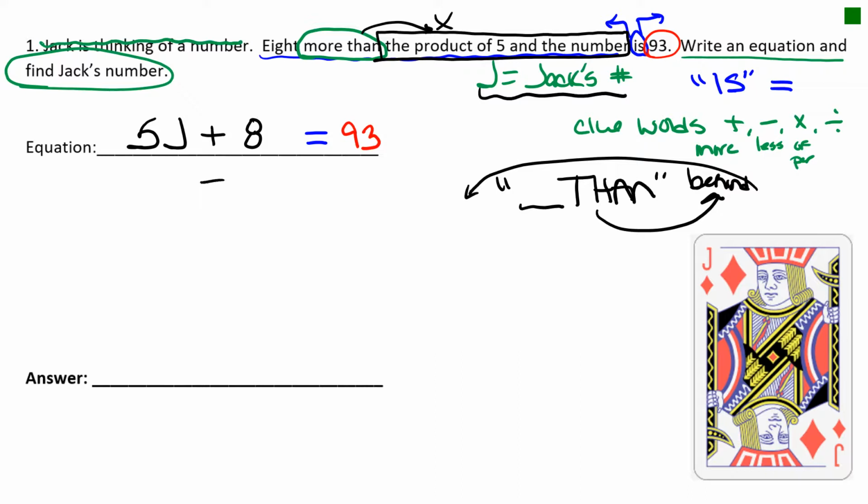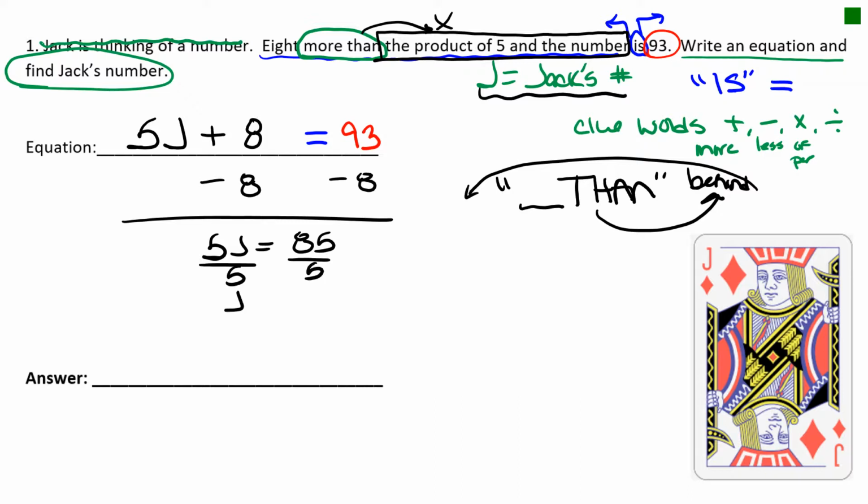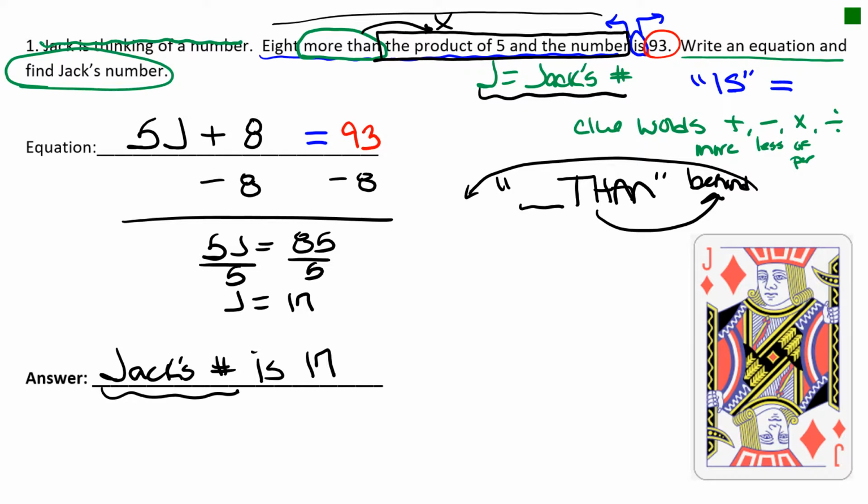Then we're just going to solve this the regular old way. We're just going to subtract 8, bada bing, bada boom. We're going to have 5J equals 85. We're going to divide by 5. And we're going to get J equals 17. We cannot stop there. On the I-STEP test, they want a complete sentence. So we're going to say Jack's number is 17. Okay? Jack's number is represented by all this stuff. There's our is, that's our equals, 17. Look at that. Boom! First one done. Jack is happy.